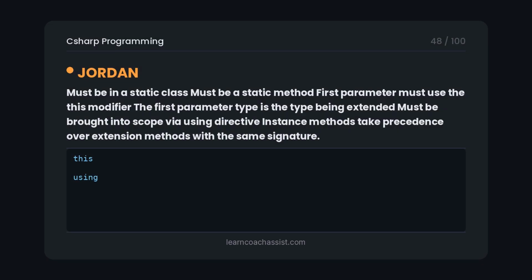What are the rules for creating extension methods? Must be in a static class. Must be a static method. The first parameter must use the this modifier. The first parameter type is the type being extended. Must be brought into scope via a using directive. Instance methods take precedence over extension methods with the same signature.